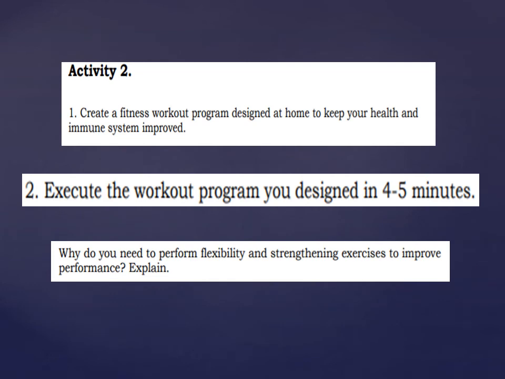After doing your written output, let's proceed to our performance task. Activity number 2. Number 1. Create a fitness workout program designed at home to keep your health and immune system improved. Example, jumping jacks. 16 counts, 4 repetitions, 3 sets.